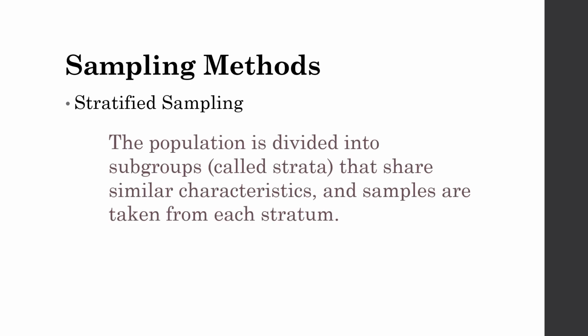All right, next we have stratified sampling. Stratified sampling and the one we're going to see next, which is called cluster sampling, are very similar. So I want you to pay close attention to the differences here. With stratified sampling, this is where your population gets divided into subgroups, which we call strata, and those strata typically share some kind of similar characteristics. Once you've divided the population into those subgroups called strata, samples are taken from each stratum. A stratum is just the singular of strata. Don't let that word mess you up.